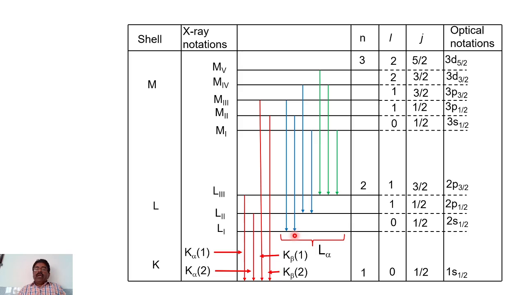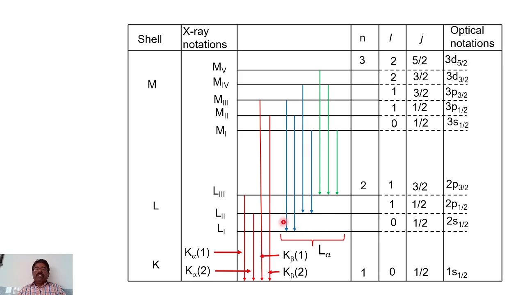M first to L first is not allowed for the same reason: it is S level and S level, delta L will be 0. Then M second and M third, both of them are P level, and this is S level, delta L is 1, therefore that is allowed. And the selection rule for J is also followed here. Similarly, the transition to L2.